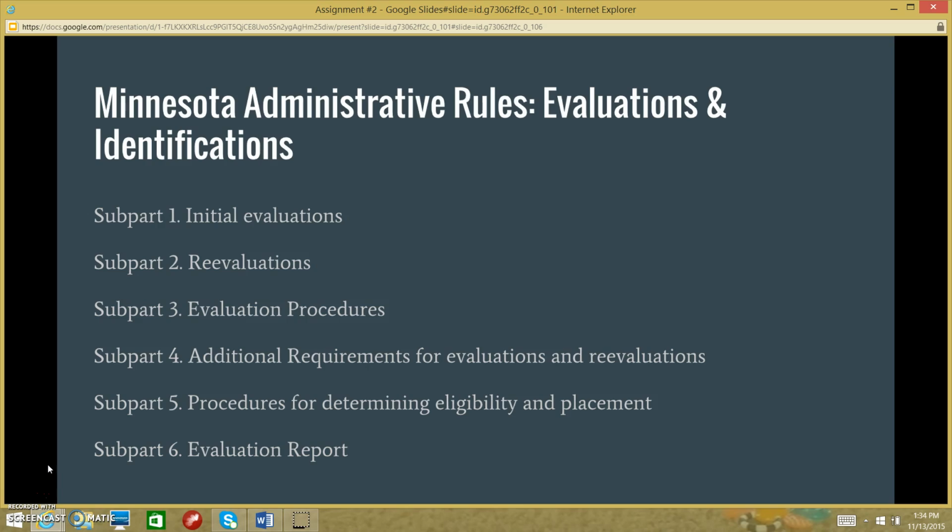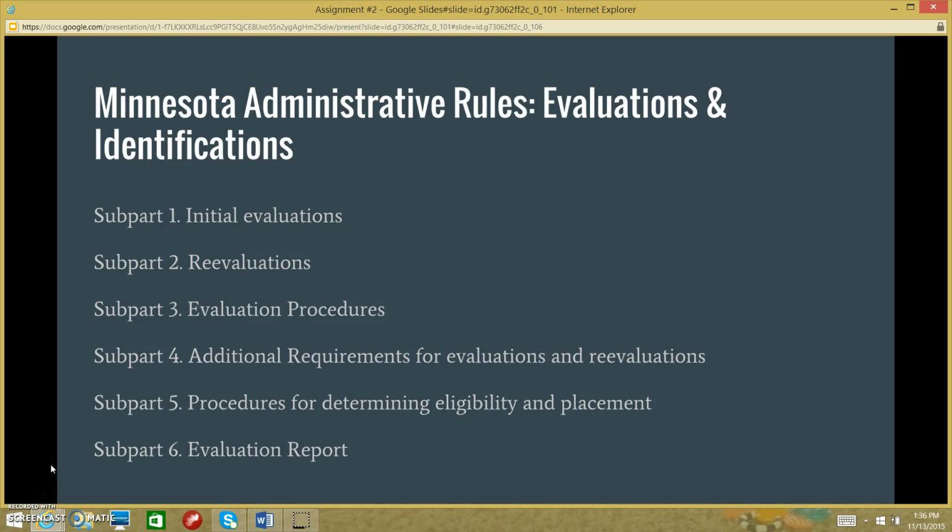Part 4. Additional requirements for evaluations and re-evaluations. The IEP team must review existing evaluation data, identify additional data points from the parents, administer additional tests requested by the IEP team, obtain parental consent prior to evaluation, notify parents of results, whether or not the student has a disability, and finally, conduct a functional behavior assessment.